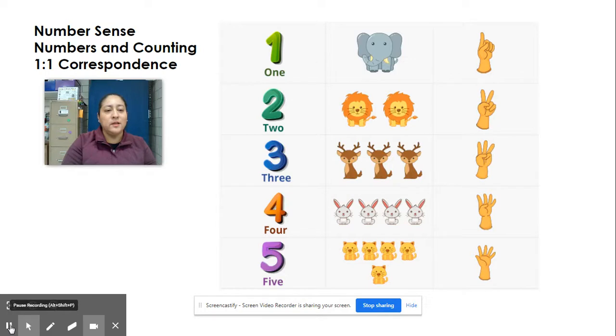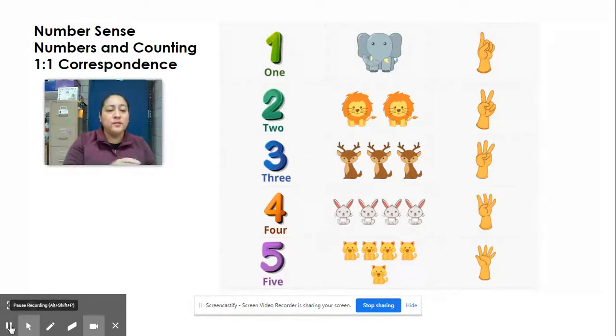So this week we continue learning and reviewing how to identify the numbers 1, 2, 3, 4, and 5. But not only identifying the numbers, but also matching up the number of objects to the number.